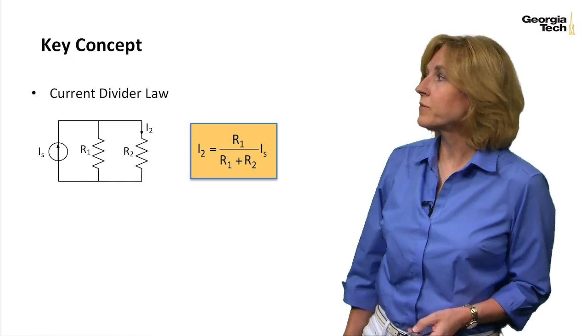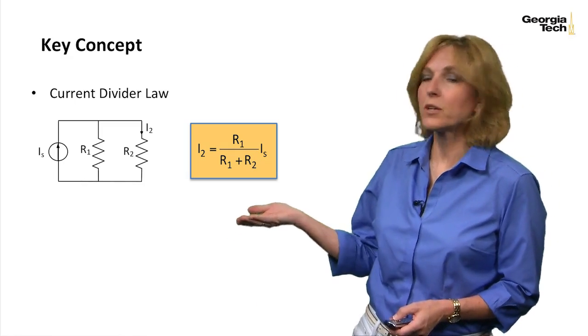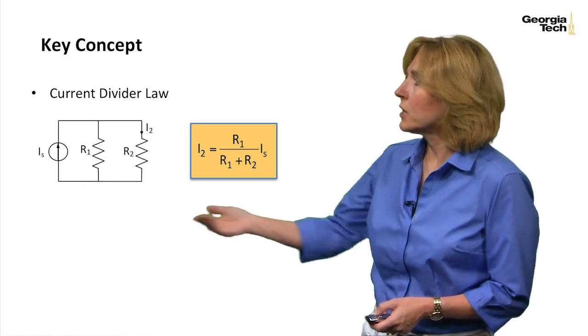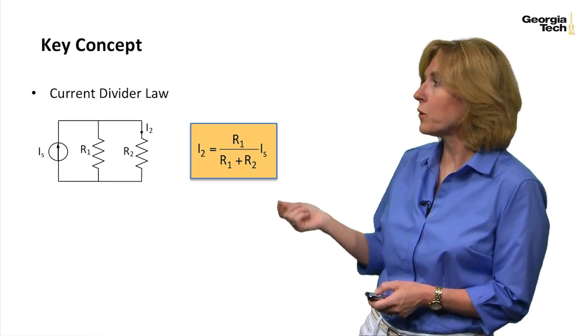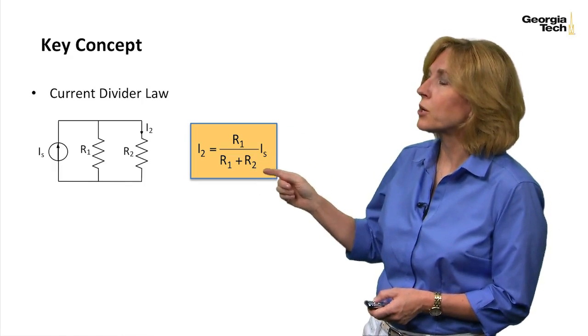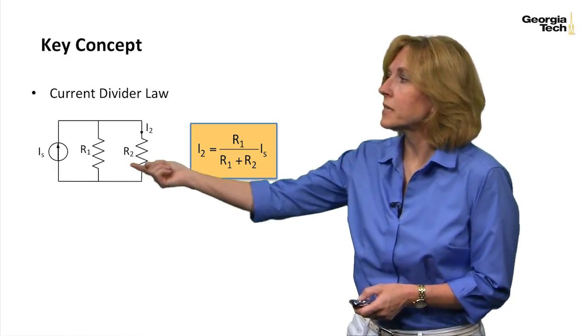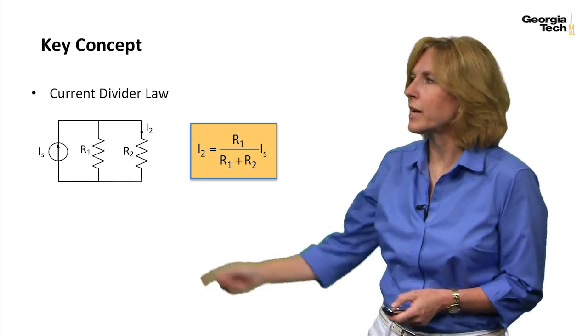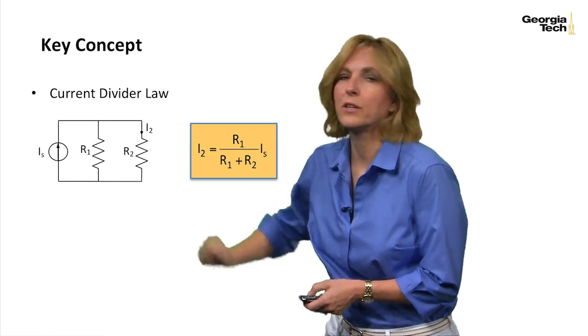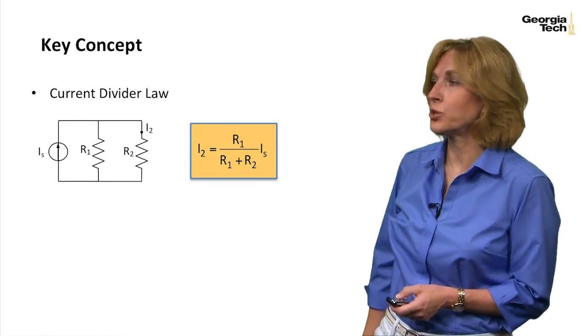To summarize, we've got the key concept of the current divider law. For looking at a circuit in this configuration with 2 resistors in parallel with one another, this is a formula here where it's the opposite resistor over the sum of the 2 times the current that's going into the node that connects to the 2 parallel resistors.